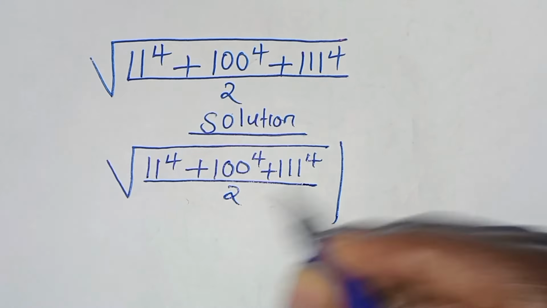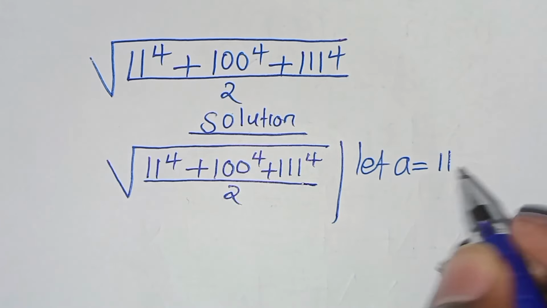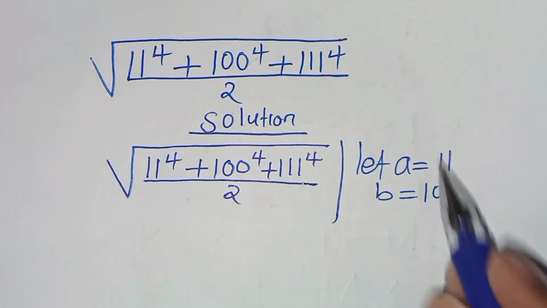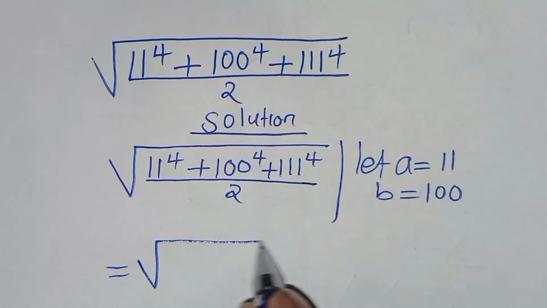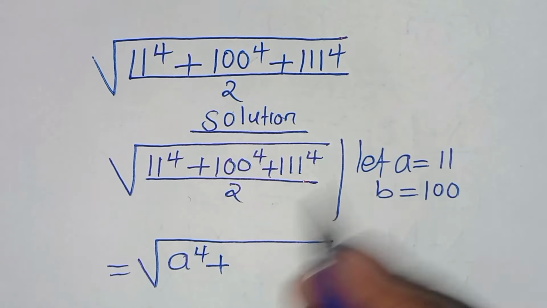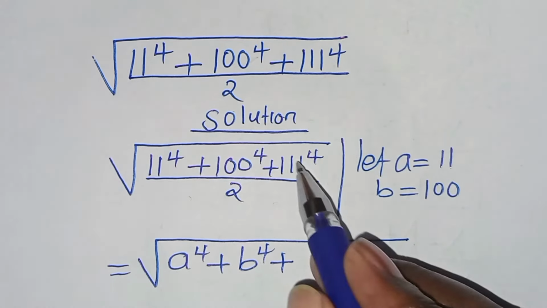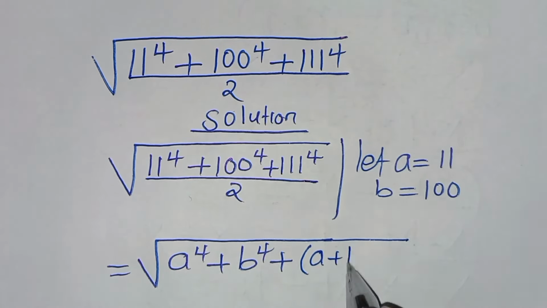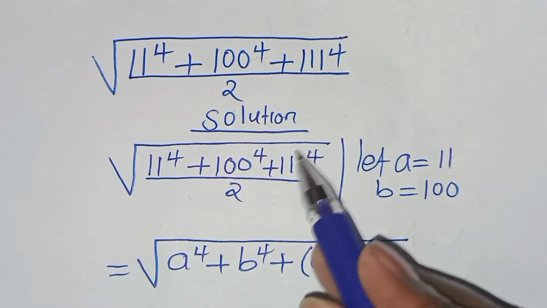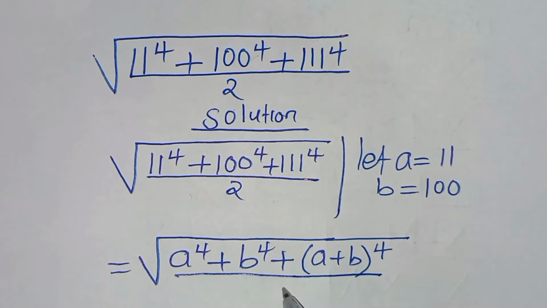Now from here, we can let A be equal to 11, B equal to 100. Substituting this, we have the square root of A to the power 4 plus 100 raised to the power 4, this is B to the power 4. Then plus 111, which is the same thing as A plus B. A plus B is 100 plus 11, a total of 111. That's why we have A plus B raised to the power 4, everything divided by 2.